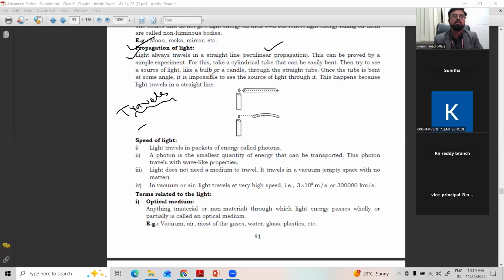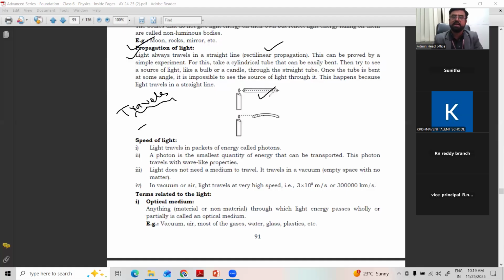For this, take a cylindrical tube. Take a tube, see here, a tube that can be easily bent, a flexible one. Then try to see a source of light like a bulb or candle through the straight tube. Just by taking the tube, you can see. Not even a tube, you can see with our hand also. See like this. Once the tube is bent at some angle, it is impossible to see the source of light through it. This happens because light travels in a straight line.